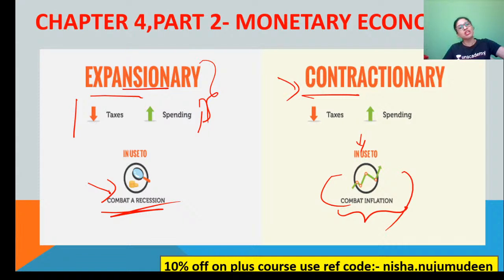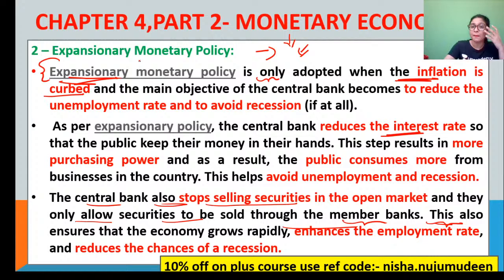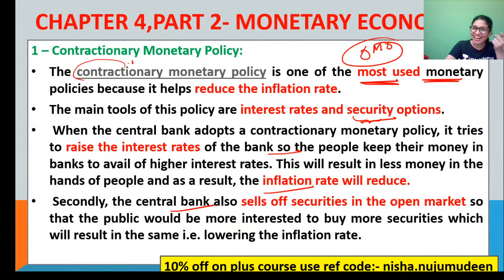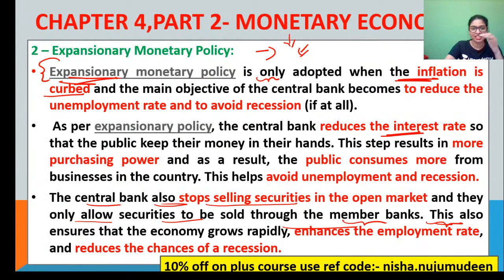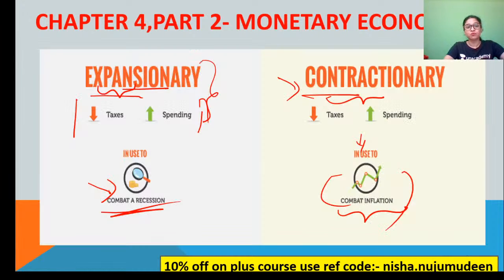Expansionary and contractionary are more or less similar in the sense that the tools used are the same: interest rate and securities. But the way they are used is different. Sorry guys, please note it. RBI will increase the interest rate in contraction and decrease the interest rate in expansion. Yeah, it's correct. Very clear?